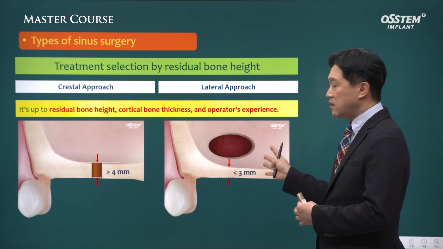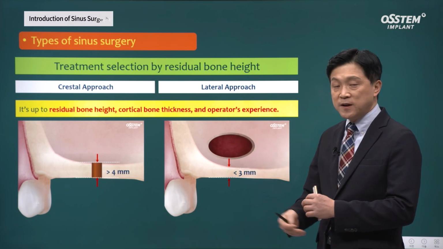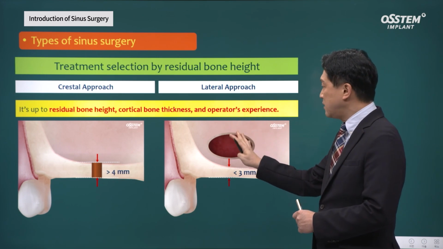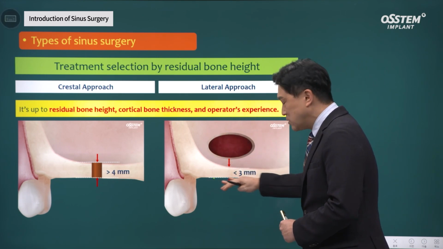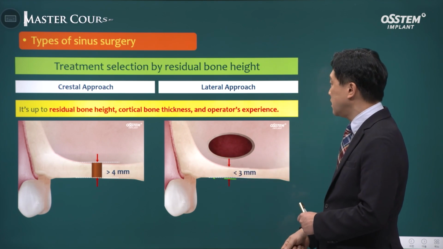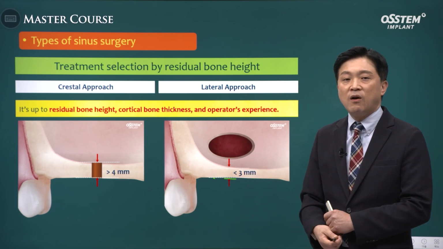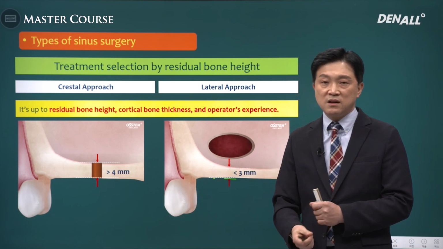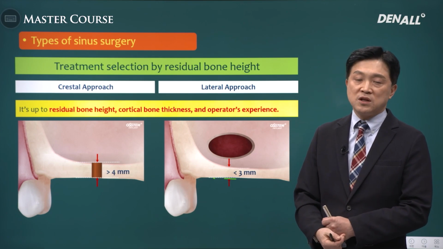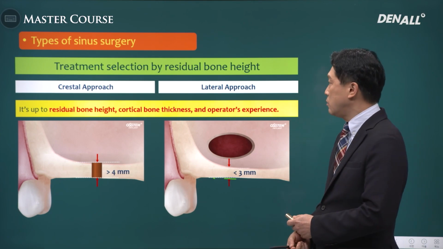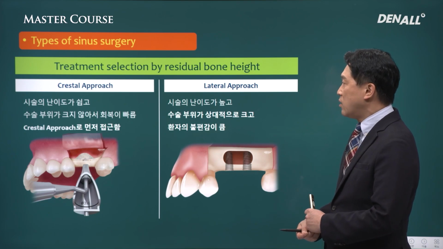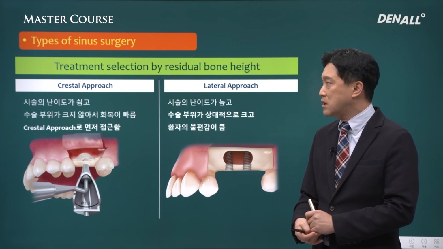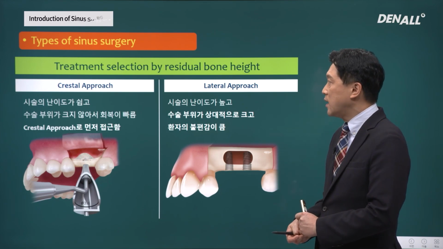When choosing between crestal approach and lateral approach, the most common way is to use a residual bone height, and you can also consider residual cortical bone thickness. And more than anything else, you need to consider operator's experience. If you can do crestal approach even with less than 4 mm of residual bone, then you should go forward. In general, when we look at the universal criteria, we utilize the residual bone height.